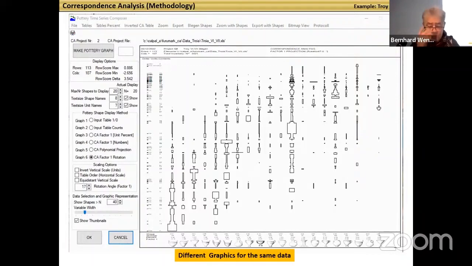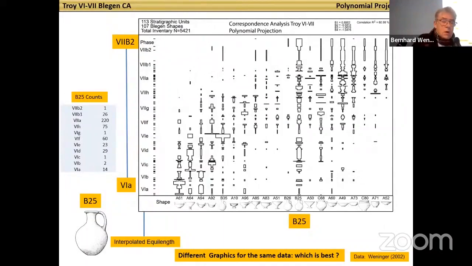So I'll now show you some experimental correspondence analyses to check on this question. Here's the Troy 6-7. You can see, is it a jar or jug or something? The B25 counts are over the different phases. If you look at the table and compare it with this diagram, this Pottery series, not battleship, then you can see it's correct, because we have a lot of counts in the early Troy 6, and we have them in the Pottery series diagram as well. So that confirms that the polynomial projection corresponds to our data.